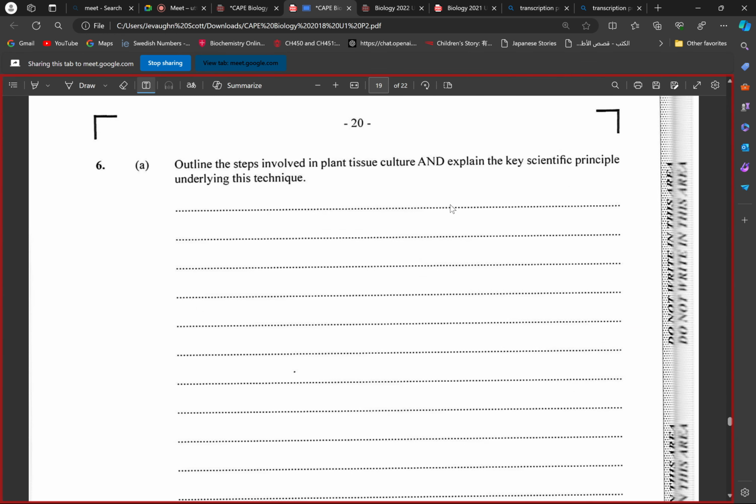Outline the steps used in plant tissue culture and explain the key scientific principle underlying this technique. What are the steps?